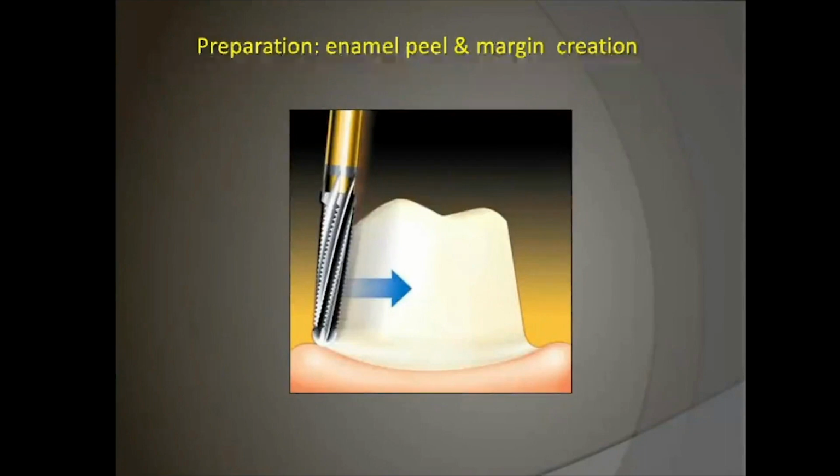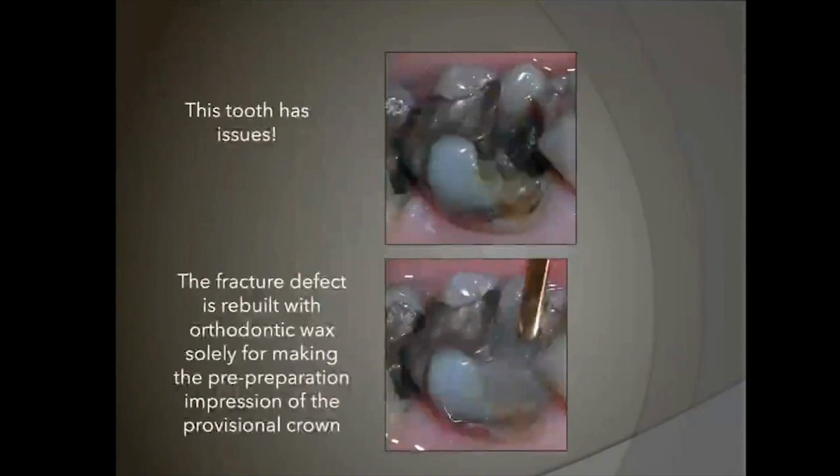When you do preparation, there's something called the enamel peel technique. What that does is it allows you to strip away the enamel in one quick, fast motion using carbide burrs. Here's a case where we did that with this molar. You can see the tooth has some problems here. The fracture defect was rebuilt with orthodontic wax just for making the pre-preparation impression of the provisional crown. It's not a restoration. It's just a quick temporary way to get the tooth built back up.